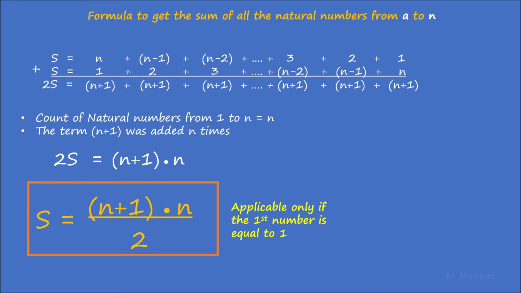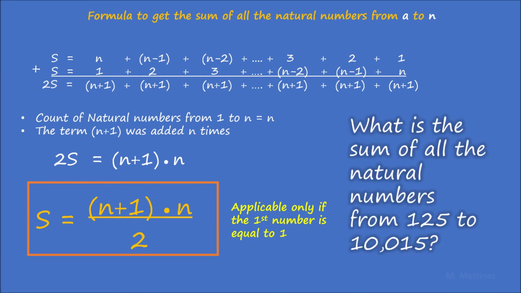For example, in this question, what is the sum of all the natural numbers from 125 to 10,015? We can still use this formula, however, we need first to calculate the sum of all the natural numbers from 1 to 124. Then subtract it from the sum of all the natural numbers from 1 to 10,015 to get the answer. Is there any formula that we can directly use for this kind of problem? Let's try to derive using the same method that we have used earlier.